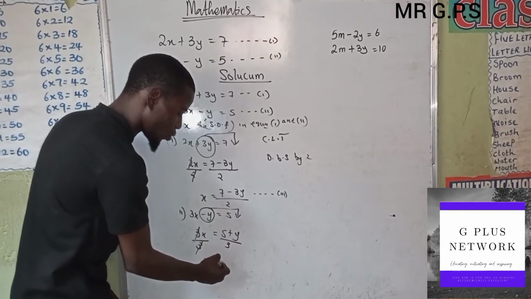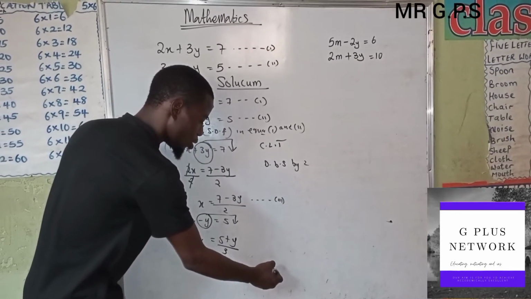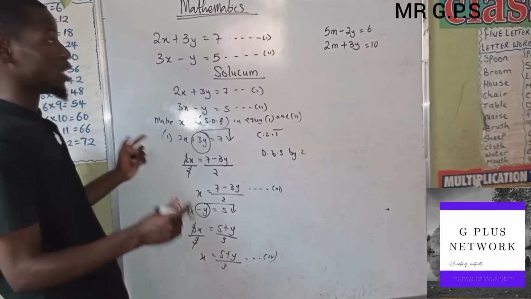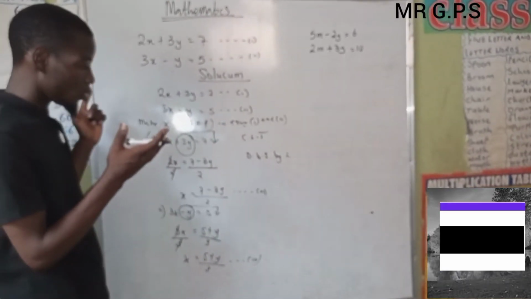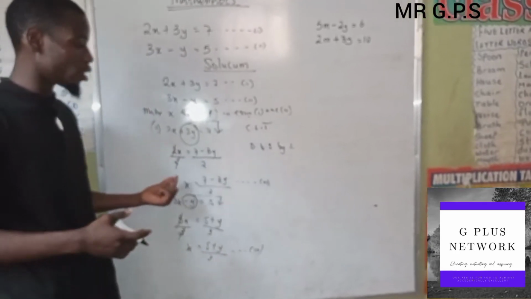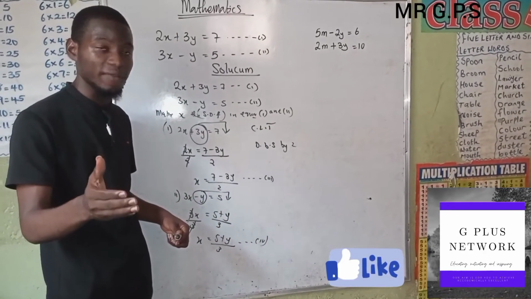Then it becomes x equals 5 plus y all over 3, equation 4. Now that you're good at solving both of them, making x the subject of the formula in equation 1 and equation 2, you have your x equal to this. So I have a simple explanation I want to give you about it.